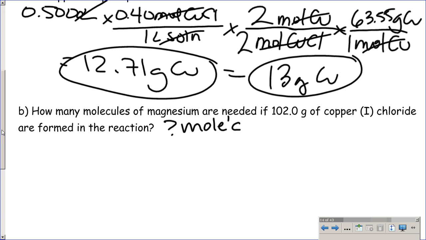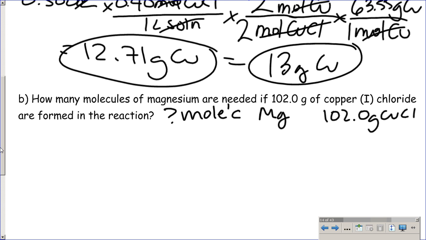Alright, so how many molecules of magnesium are needed if 102.0 grams of copper 1 chloride are formed? I don't care what the question says. I don't care if it says we're reacting, there's an apocalypse, and the zombies are eating us. I don't care. I pull out the 2 givens, or the unknown and the given, and move on. Okay, so don't get caught up in the words on these types of problems. So what are you starting with?